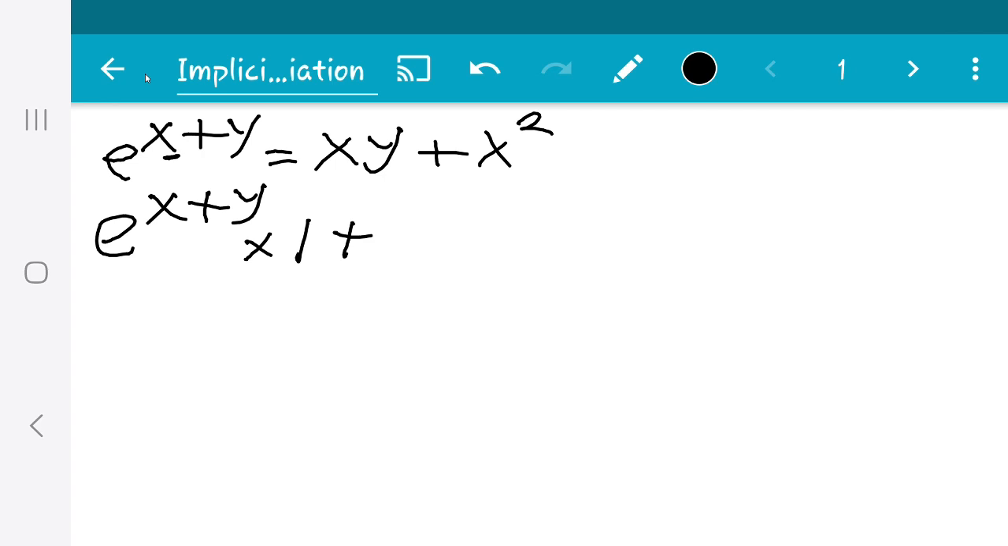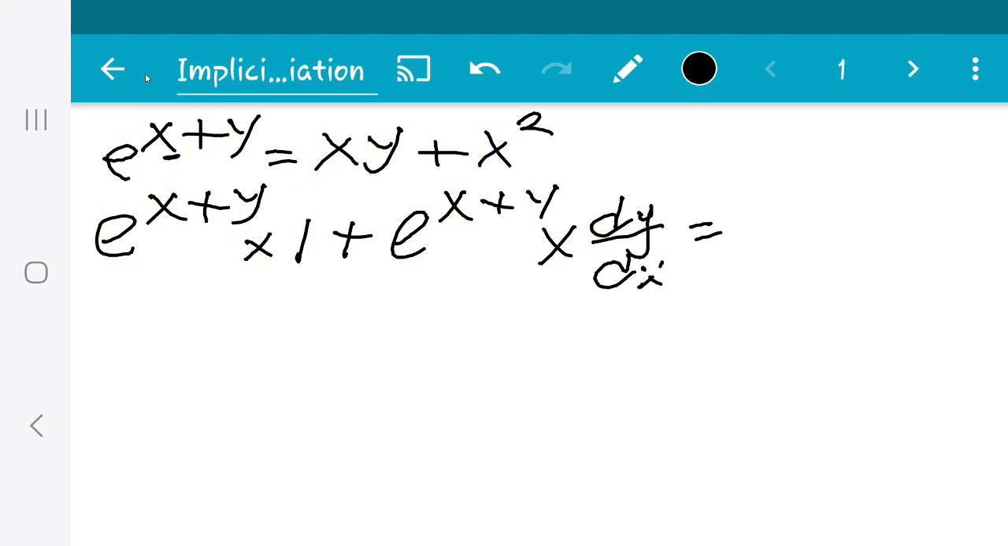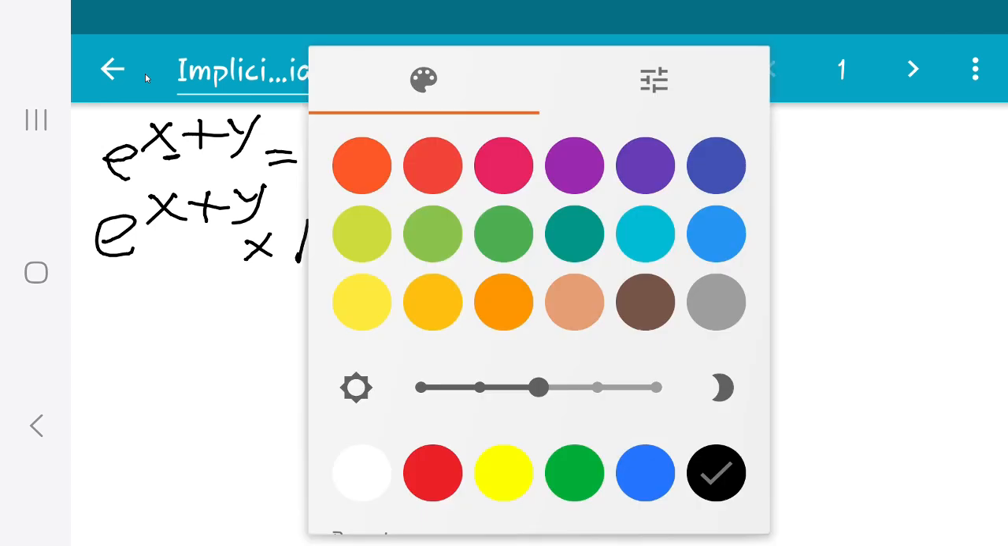Now for y: the derivative of e to the power doesn't change, so we'll still have e to the power x plus y, multiplied by the derivative of y with respect to x. Therefore it becomes 1, but because we are differentiating implicitly, we have to multiply by dy over dx, which will be equal to the right-hand side.